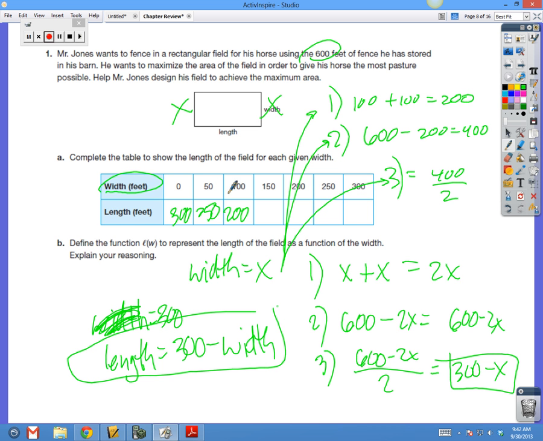So here is my width right here. To find the length, can I just do 300 minus the width? 300 minus 100 is 200. Is that the length? Yes. Is 300 minus 50 the length? Yes. So that works.